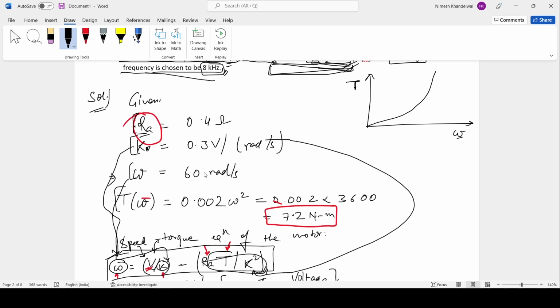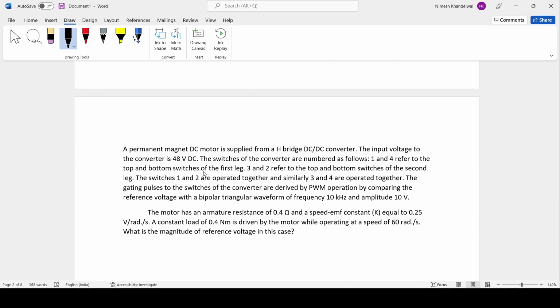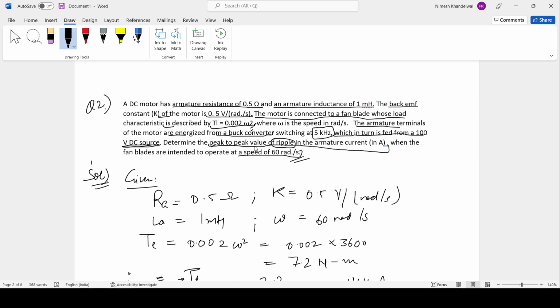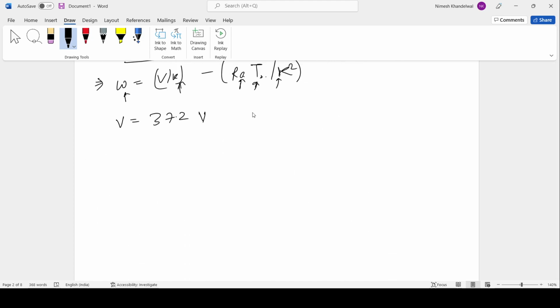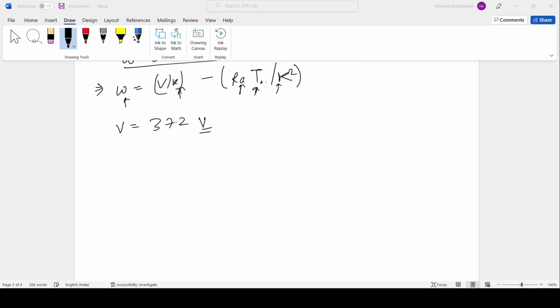Okay, so if I compare to the last problem, the armature resistance is different here. That is why we are getting a different voltage. And this is the armature voltage. What is the source voltage that was given? 100 volts. So again, what is the duty cycle? That is 37.2 over 100. So this comes out to be 0.372, basically 37.2%.